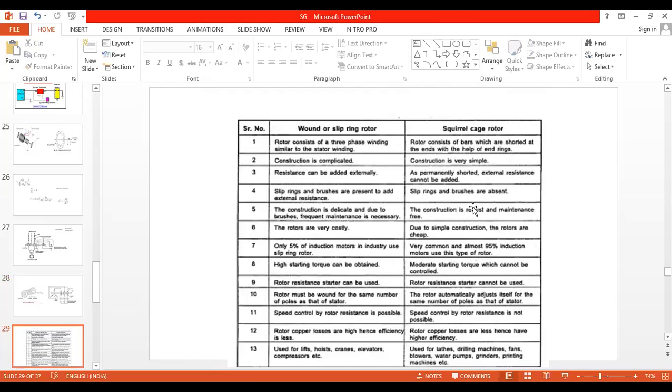We can add the resistance. Okay. Now it is used in cranes, elevators, and water pumps. Squirrel cage has high efficiency and slip ring has low efficiency. So 3 points are sufficient for you to put in the examination.